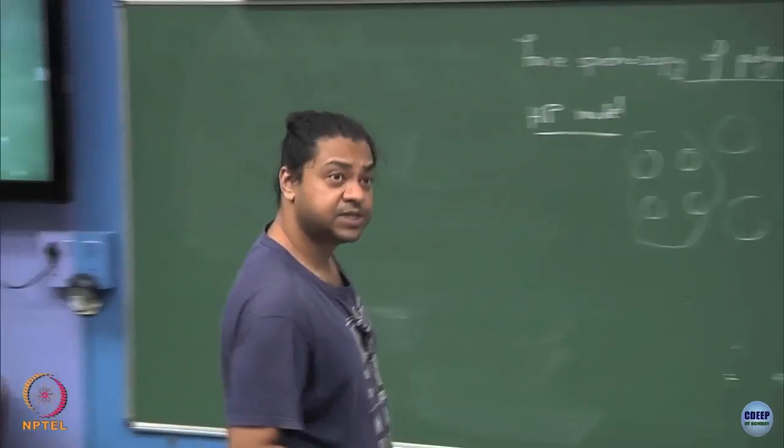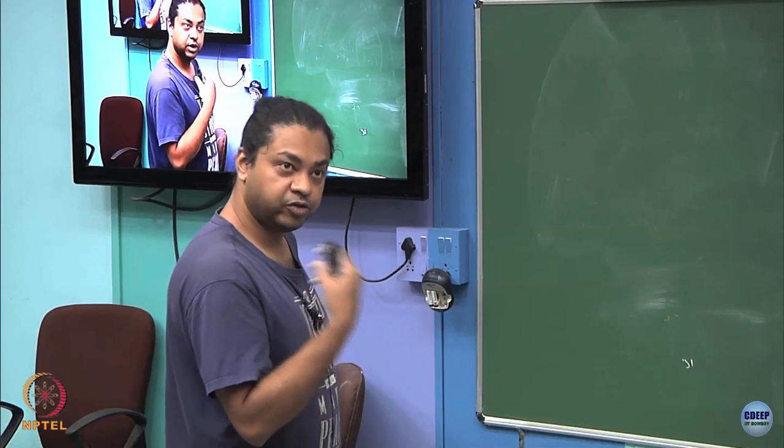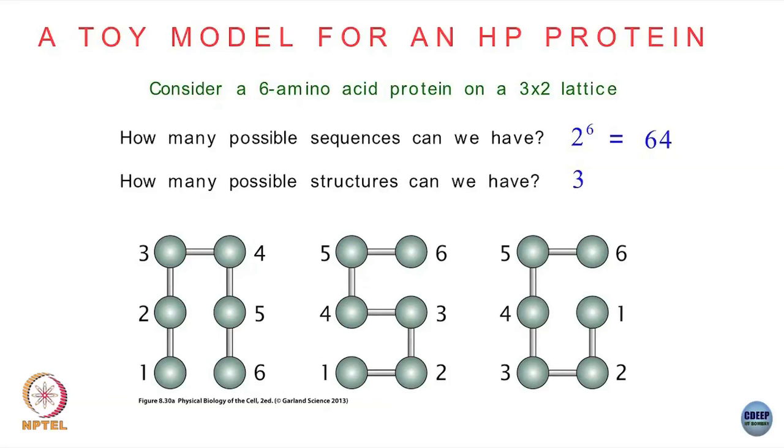What is the number of possible sequences in this sort of a paradigm? It's 2^6. So, how many possible sequences can we have? That is 2^6, that is 64. So, these are the possible number of sequences that I can have for this very simple, very short protein.